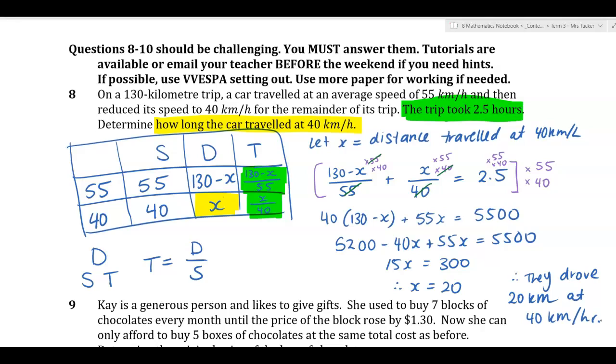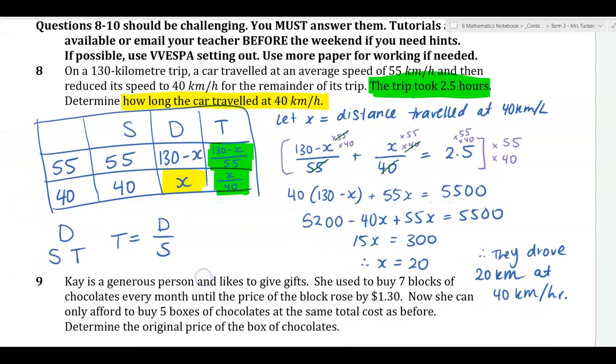Yep. You think what? 30 minutes. Oh, it's asking for time, not how far. So if it's asking for time, Christian, turn around. It's asking for time and I've calculated distance. Whoops. I can sub in now and it'll be 40 over 40. So it'll be 20 kilometers out of 40, so it'll be 0.5 hours. Half an hour.